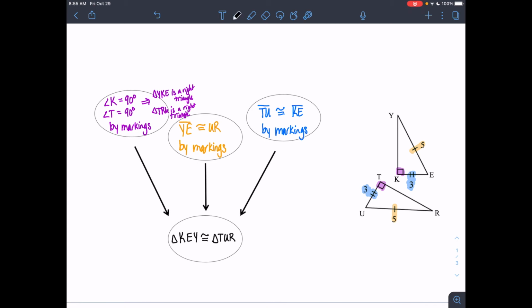Now, why are they congruent? What is the reason we need to state the theorem? So these are congruent by... In this case, I am looking at a right triangle where I know that YE and UR are congruent, that's the hypotenuse, and I know that KE and TU are congruent, which is a leg. So these are congruent triangles by the hypotenuse leg congruence theorem.